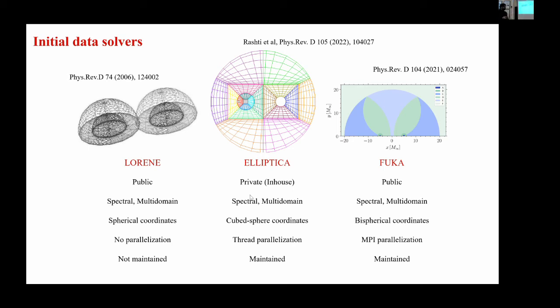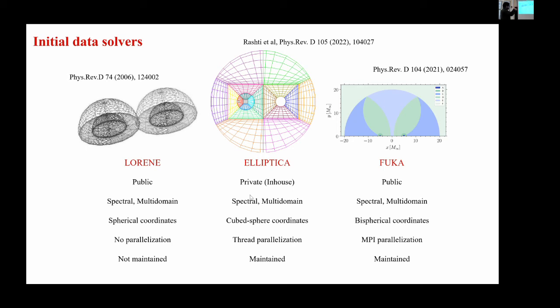When we started this project, we were mostly working with LORENE because at that time we didn't have these other solvers. The LORENE solver is a publicly available solver which can compute binary compact object initial data: binary neutron star, black hole neutron star, and binary black hole. It is based on spectral multi-domain methods and uses spherical coordinates, so each of the compact objects is covered by a spherical grid. However, it was released in 2006, it is quite old code, it was not parallelized, and it is also not maintained.